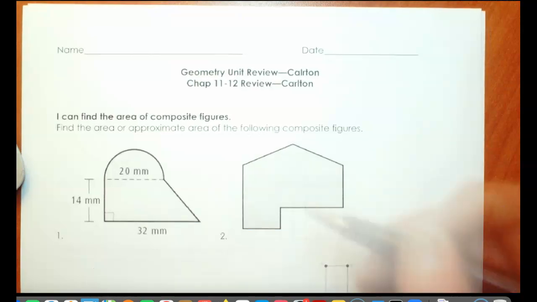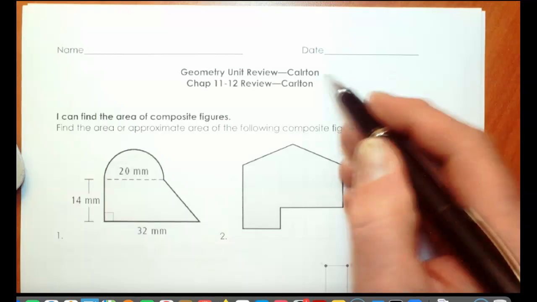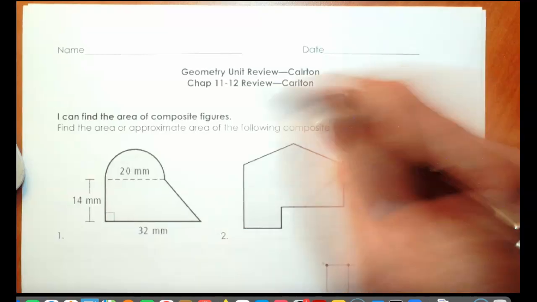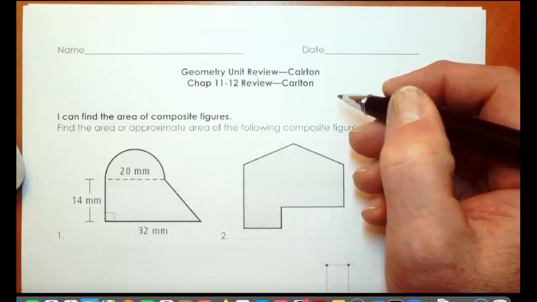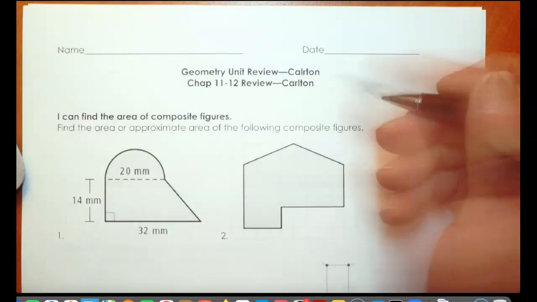Today we're going to go over the geometry unit review for Carlton, and I call it the Dudley kids, we call it the chapter 11 and 12 review with Carlton's name on the end.